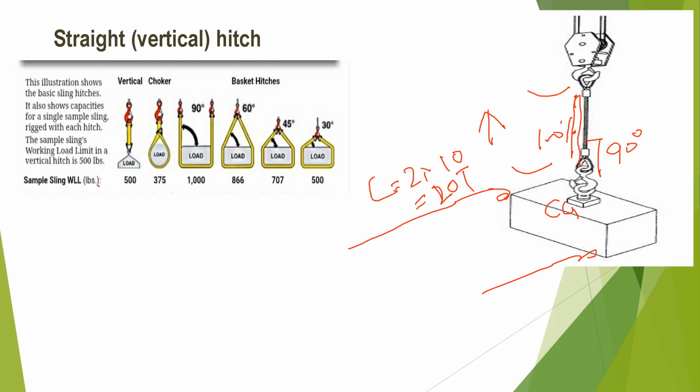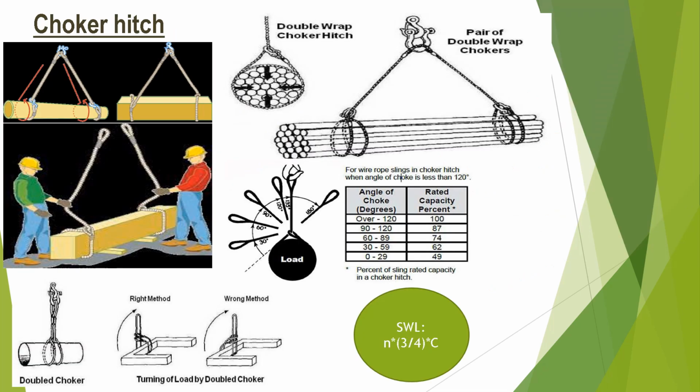Okay. In the given example, a sling of capacity 500 kg is shown. It gives full capacity, that is 100%, 500 kg capacity for vertical hitch. Now we'll discuss the choker hitch. It is produced by passing one end of the rope around the object and passing the other end of the rope through the loop formed around the object to the hook.